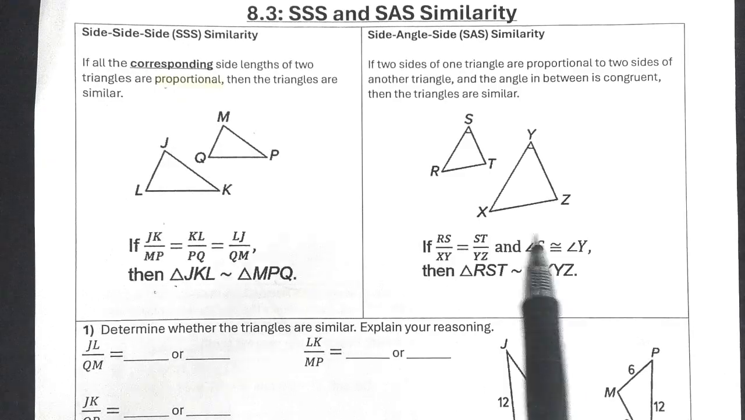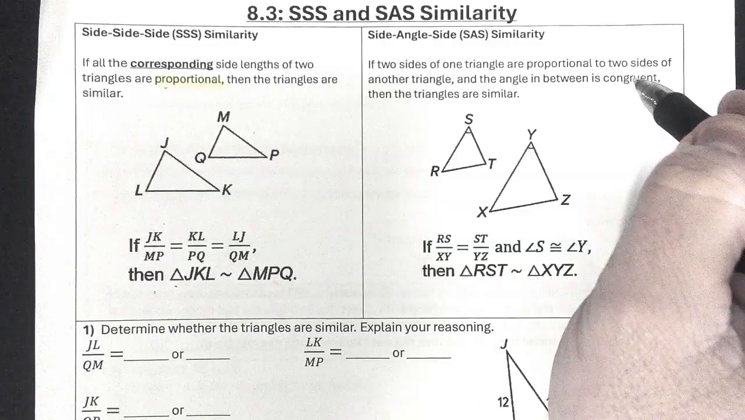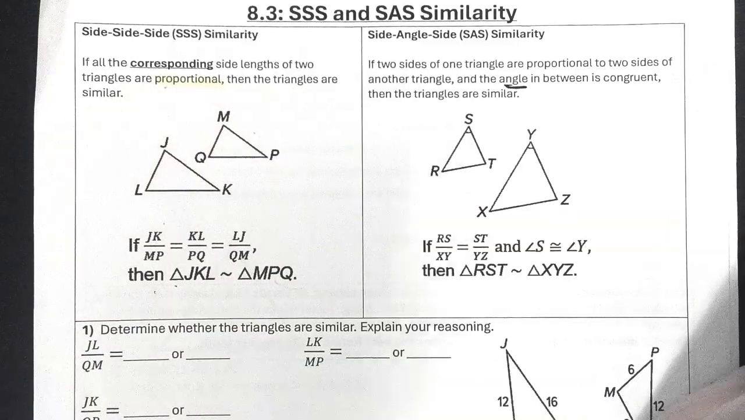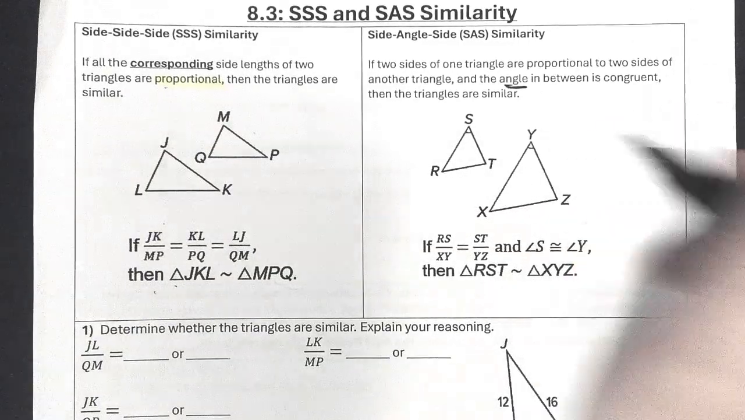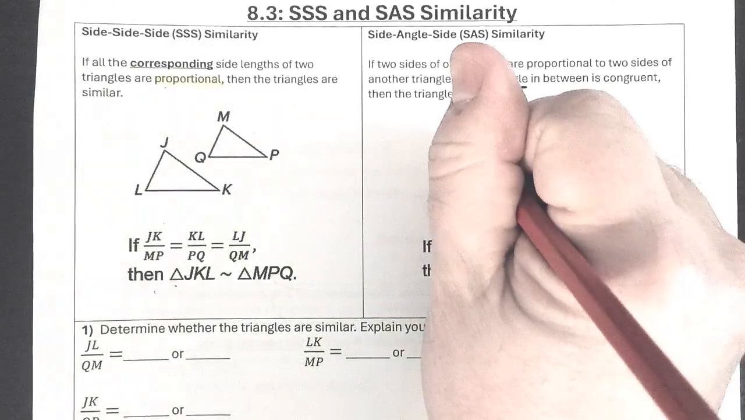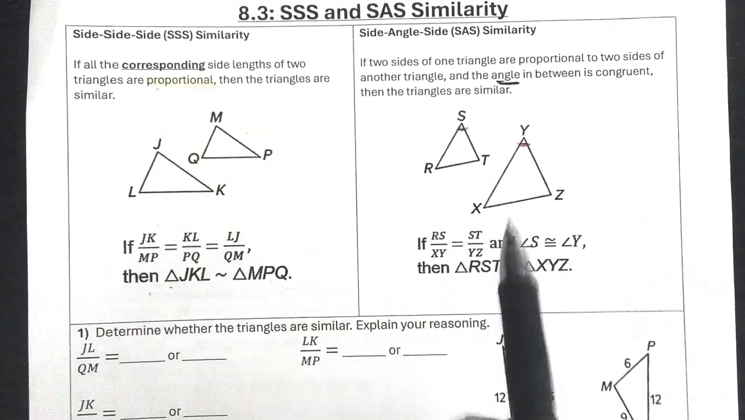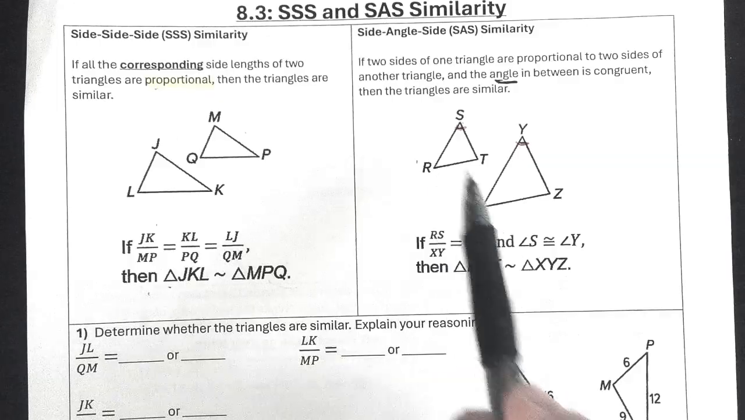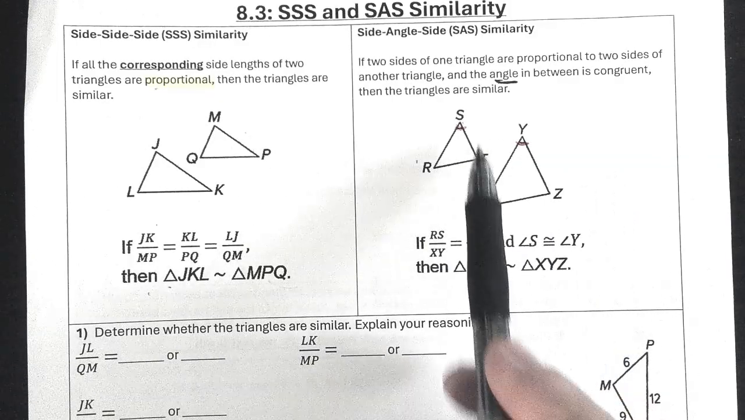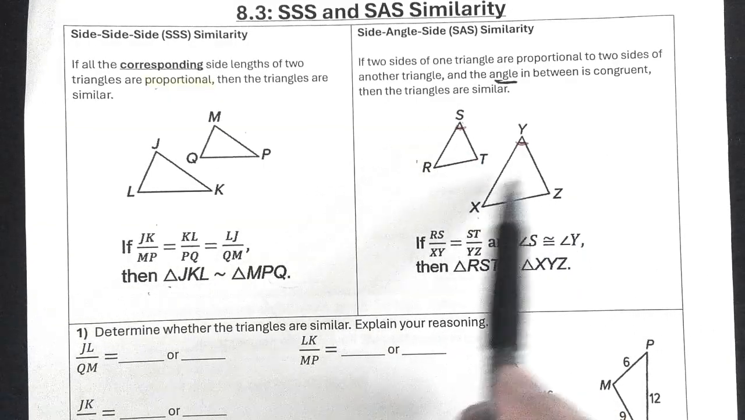All right, for side angle side, if two sides of one triangle are proportional to two sides of another triangle, and the angle in between, or the included angle, as you've heard it mentioned before, is congruent, then the triangles are similar. So for this guy, they've shown that angle S and angle Y are congruent right here. So we got RS over XY, so RS XY, and then ST YZ, so the two sides and the included angle.